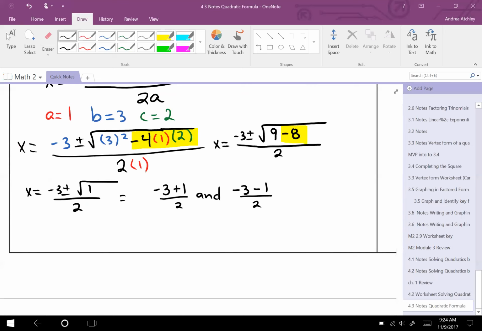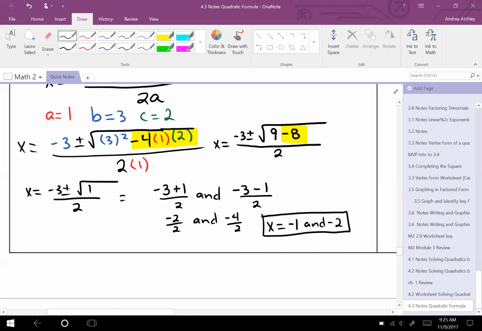For number 3 on the test, we just need a blank, step 3. -3 plus 1 is -2 over 2. And -3 and -1 is -4 over 2. Keep going. We're going to get x equals -1, since -2 divided by 2 is -1, and -4 divided by 2 is -2. Any questions over that? Okay.